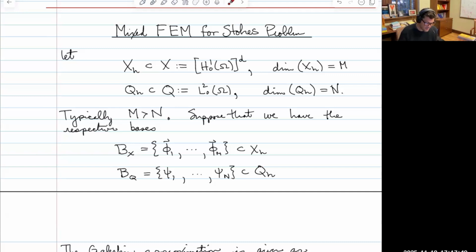The next step is, if we have finite dimensional subspaces, let's examine bases for both of those. So let B sub X be a basis for XH, and B sub Q be a basis for QH.